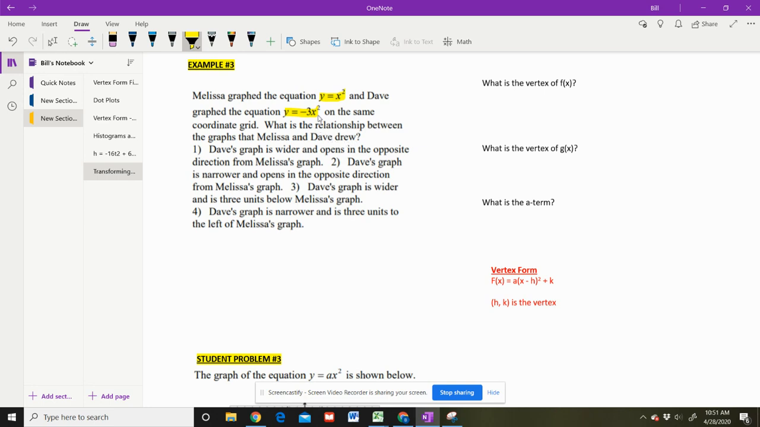But here what we want to do is just answer the questions again, right? We want to go, okay, the vertex of f of x, it's y equals x squared. So it goes 0, 0. The equation of y equals negative 3x squared. So again, 0, 0. That multiplier out front, that a coefficient, has no impact on the vertex. So it's the same. But here's what is the a term? So the a term is negative, right? And let me type this in.